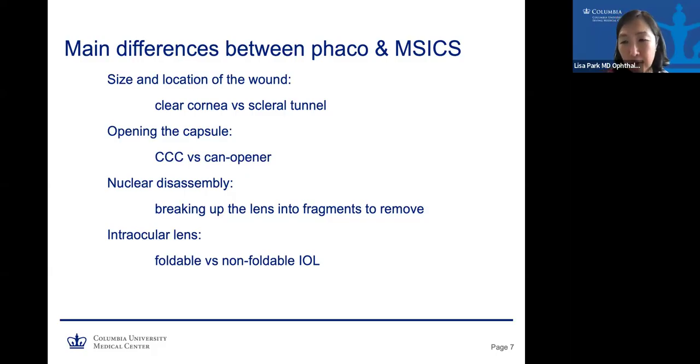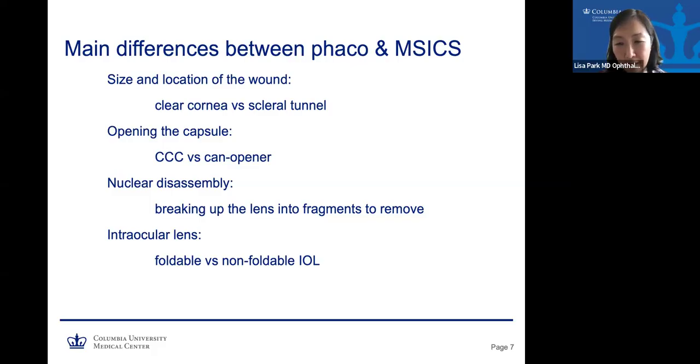The second is how we make the opening in the capsule, and that is doing a curvilinear capsulorhexis versus a can-opener or a discontinuous opening for the capsule. It is important that we use a curvilinear opening when we're doing phaco, because the radial forces from our manipulation of the lens can cause radial tears that open the posterior capsule. And so mastery of the CCC is very important.